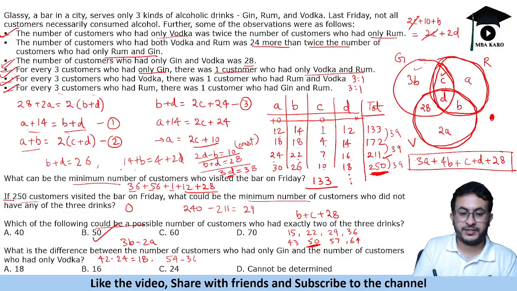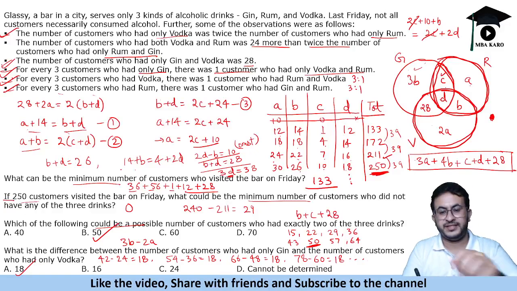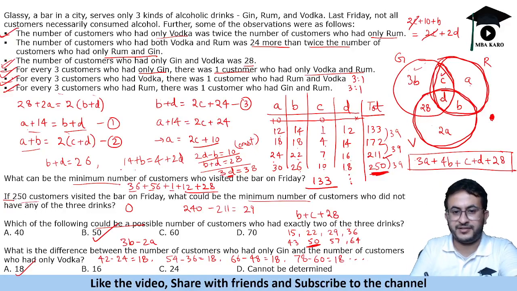54 minus 36, that is equal to 18. Third case में 66 minus 48, we are getting 18. Fourth case, if you take 78 minus 60, we are getting 18. So in each case we are getting the answer as 18. So probably in these equations itself, like there were several equations, right?